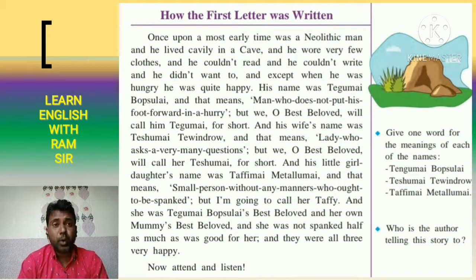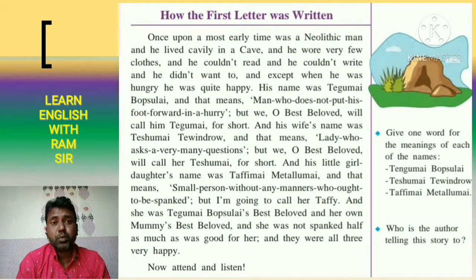So let's see. Once upon a most early time was a Neolithic man, and he lived cavily in a cave. Of course, the Neolithic generation or the Neolithic people used to live in caves. So one person is there, and he lived in the cave, and he wore very few clothes because they don't know much about clothes. So they used animal skin or maybe leaves of the trees, and he couldn't read and he couldn't write and he didn't want to.